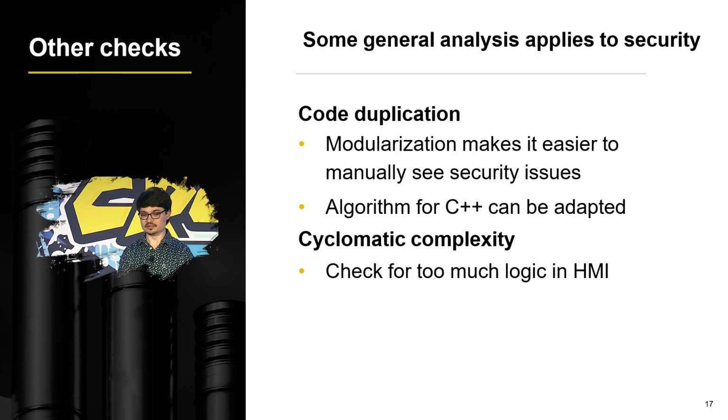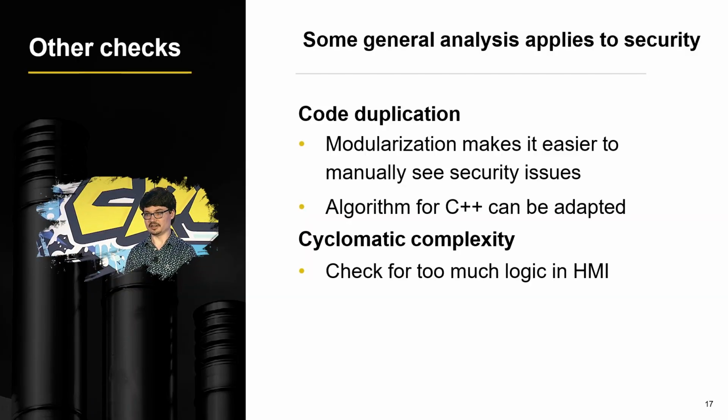There's some other checks that are more general static analysis, not necessarily security focused, that we can implement that have security implications. So one of them is code duplication. If you properly modularize your code, it makes it easier to see security issues and to fix them once, and that's it, not have to track them down multiple places in your code. And so for this, I found a research paper that pretty clearly laid out an algorithm for checking for code duplication in C++, given the abstract syntax tree, and I just adapted that to structured text.